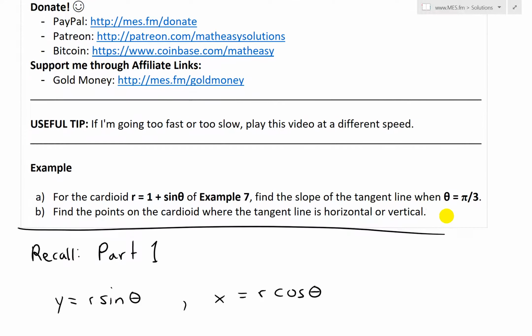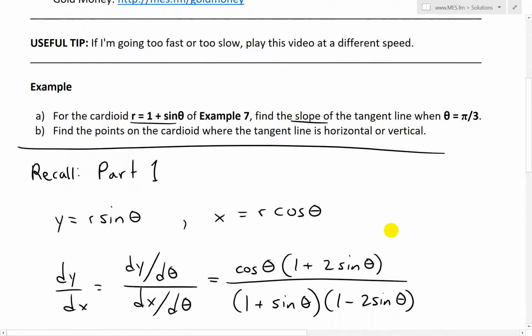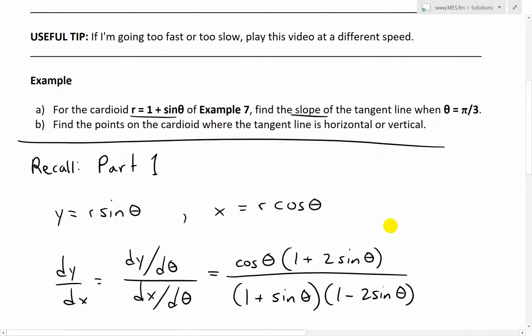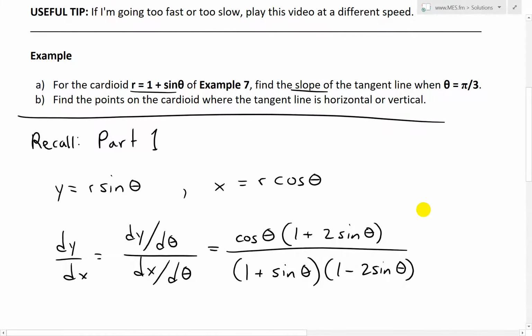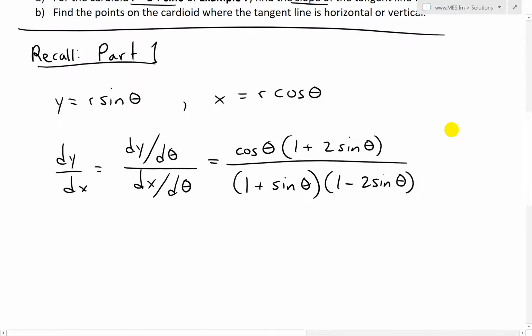In my earlier videos, I went over parts A and B, as well as part 1, where I solved the slope of the tangent line formula for the cardioid polar curve r equals 1 plus sine theta. In this video, part 4, I'm going to go over that same slope formula, but calculated in a different way. Recall from part 1, so make sure to watch that.